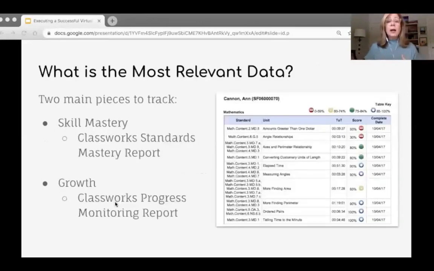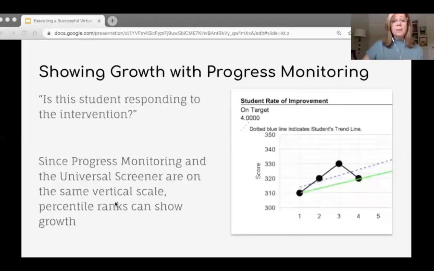In these RTI student problem-solving meetings, it's important to look at data that will inform the next steps for the student. The 2 pieces of data to look for as far as results go are skills mastery and growth. In Classworks, for example, the Classworks Standards Mastery Report shows skills and standards a student is working on and identifies mastery for that skill.